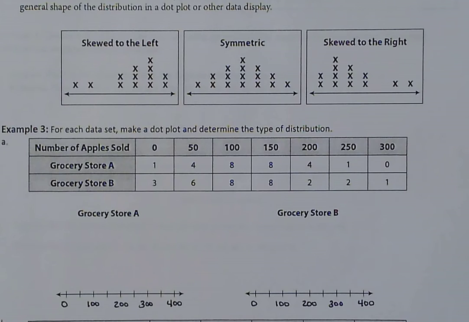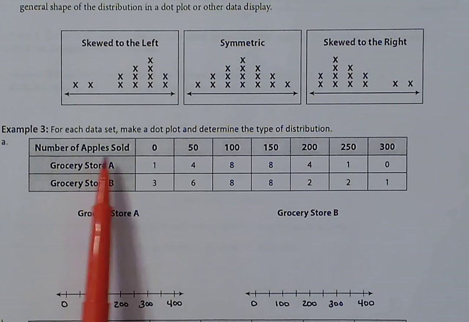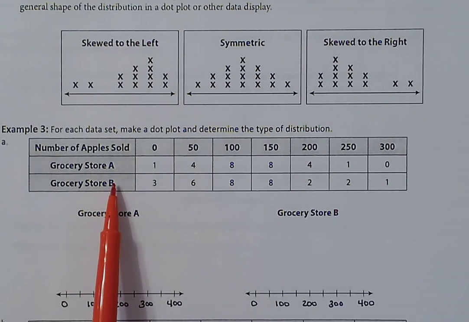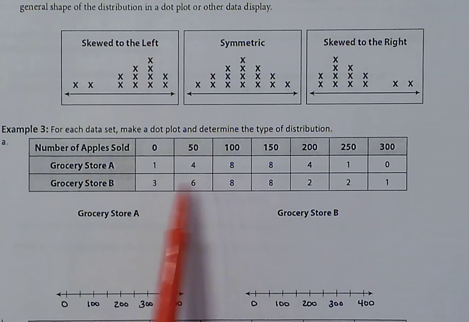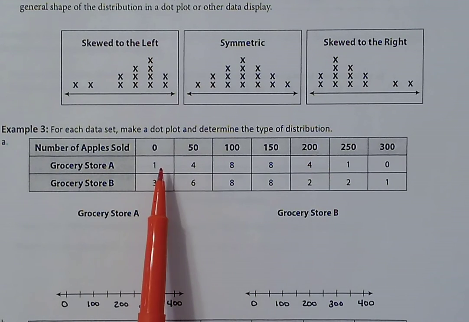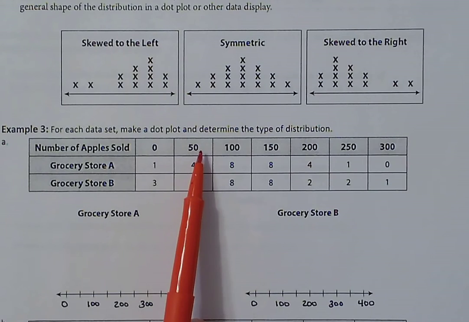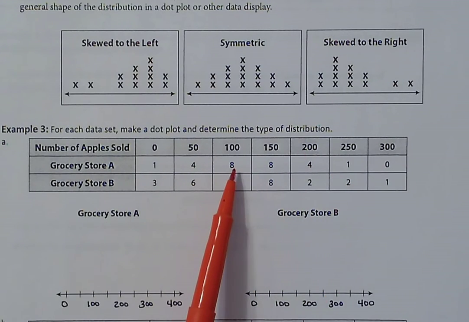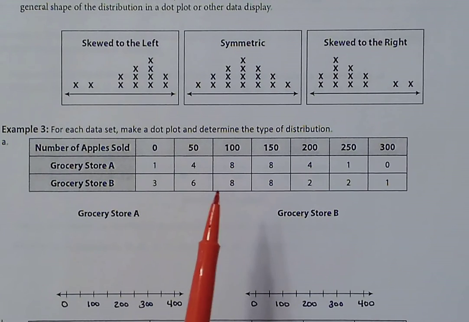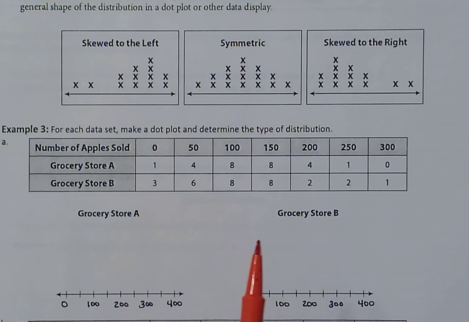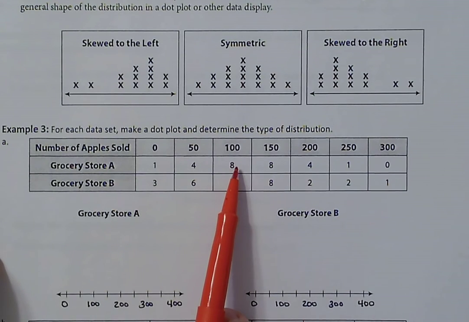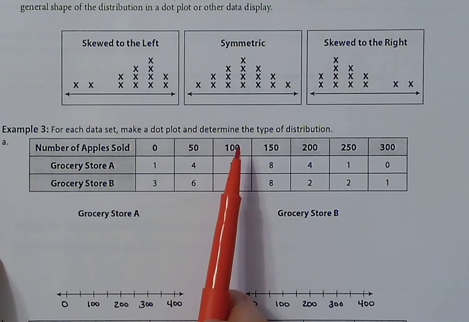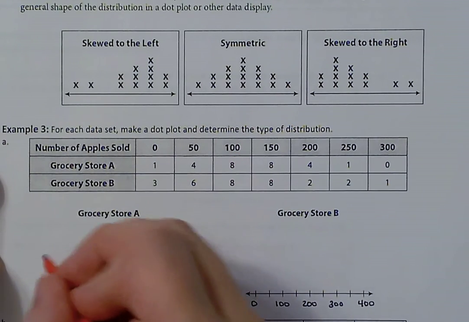Now, for example 3A, we have number of apples sold, and then grocery store A and B. These numbers here indicate how many apples were sold for 0, 50, 100, 150, 200, 250, and 300. So 8 indicates that 8 sets of 100 apples were sold at grocery store A. So that does not mean that we put a dot at 8, but that we put 8 dots at 100. So for 0, it's going to be 1.